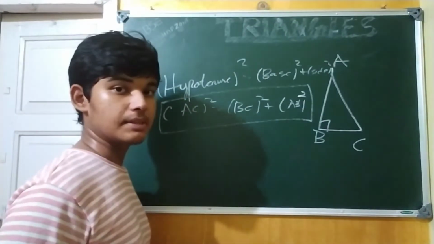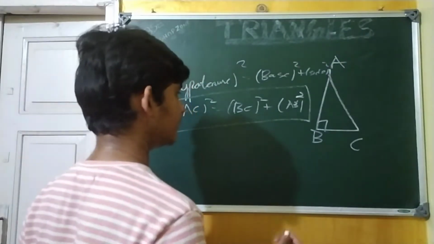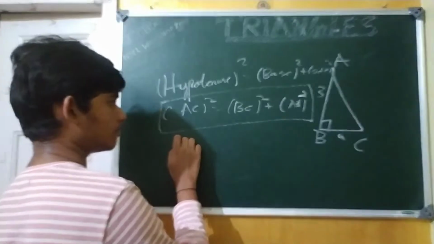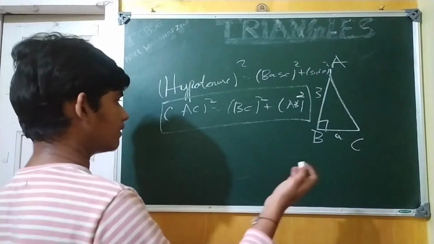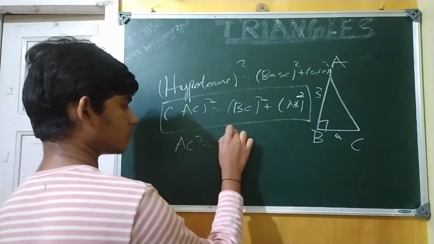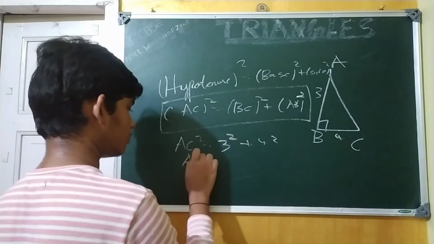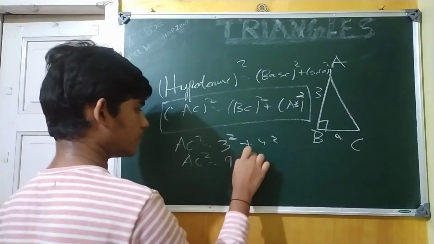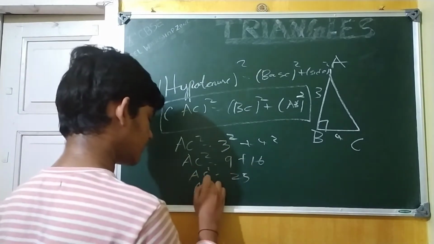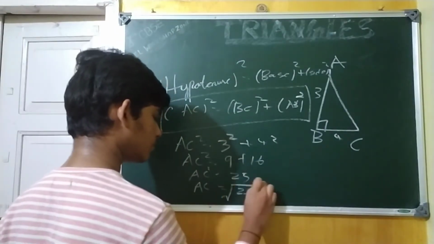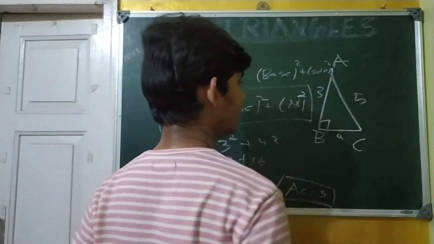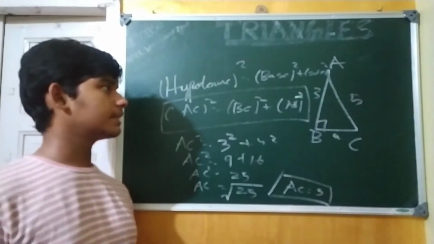Now, how would you use them in sums? Well, let's take an example. Let's say this is 3 centimeters and this is 4 centimeters. Now let's put them in the Pythagoras theorem. First of all, we need to find out the hypotenuse. So AC square is equal to 3 square plus 4 square. So AC square is equal to 9 plus 16. AC square is equal to 25. AC is equal to root of 25. So AC is equal to 5. So this is 5. That is how you can use Pythagoras theorem in sums.